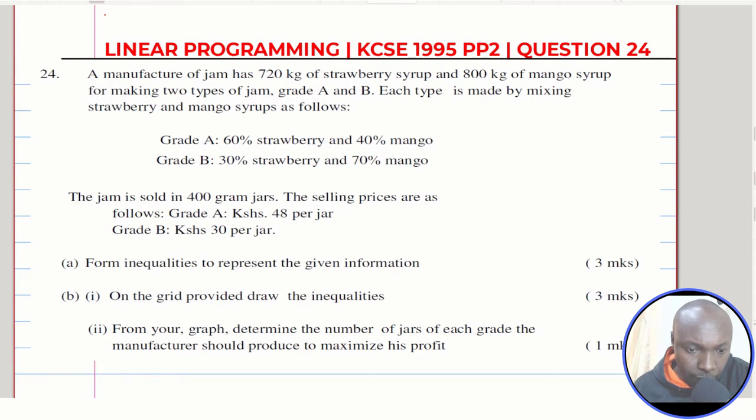A. Form inequalities to represent the given information. B. Part 1. On the grid provided, draw the inequalities. 2. From your graph, determine the number of jars of each grade the manufacturer should produce to maximize his profit. So that is the question.